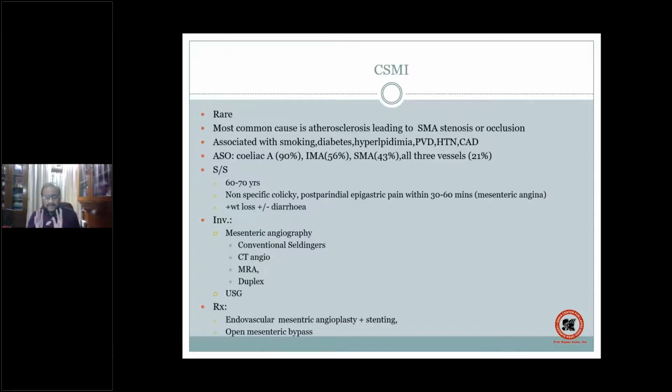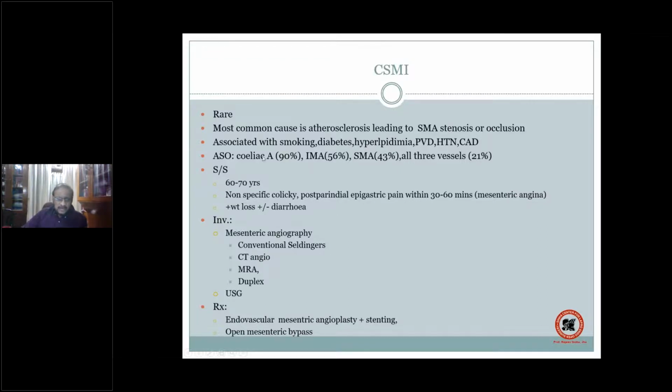Now, if you look at the pattern of involvement, the celiac vessel is involved almost 90% as far as the small bowel is concerned. The superior mesenteric artery is involved in almost 43%. If you look at the total artery involvement, 90% would be celiac, inferior mesenteric 56%, and superior mesenteric is the lowest at 43%, and these are based on individual vessel involvement. In all three vessels, you have a 21% incidence of all three vessel disease.